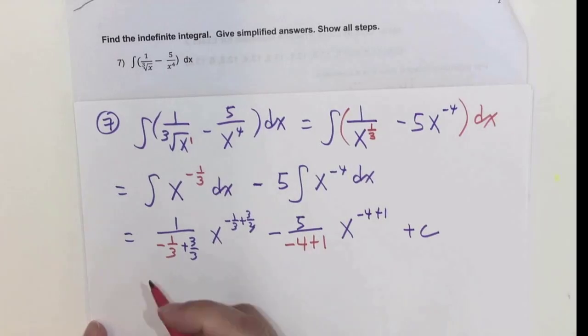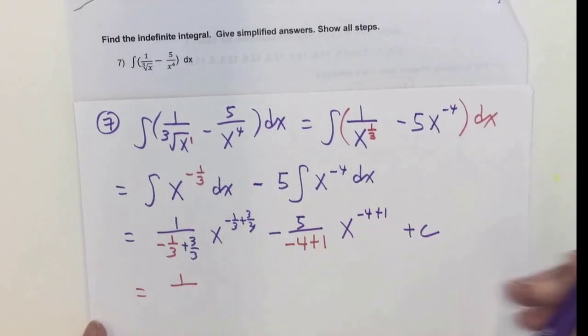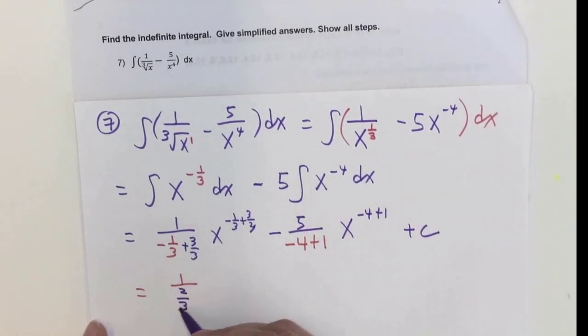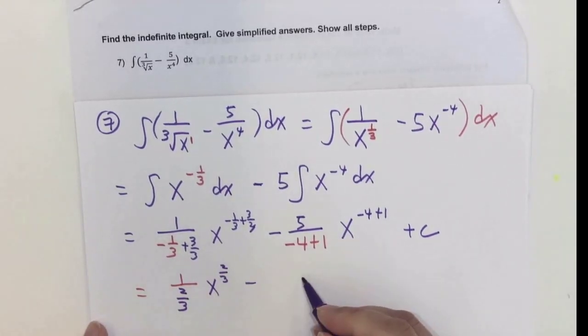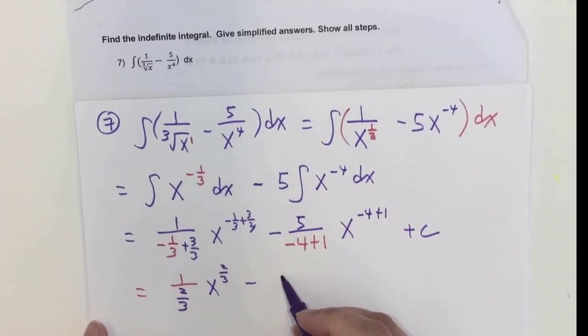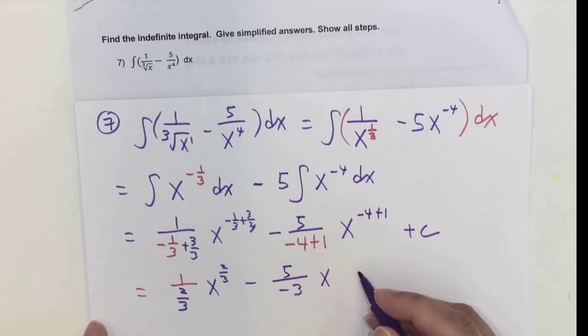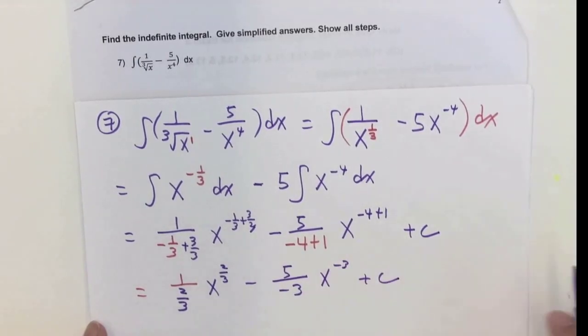Okay, so let's clean up the fraction part. 1 over what? 2/3. This is x raised to 2/3, minus 5. You can put a 5 outside, but that part is just the denominator. So 5 over what? -3, and x also raised to -3, and then we need to add c, right?